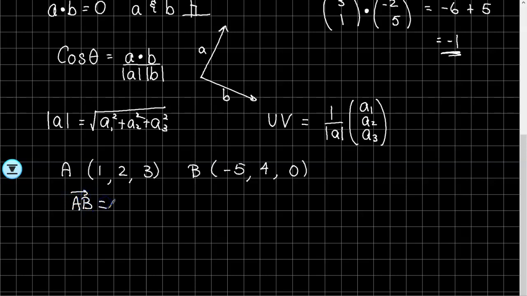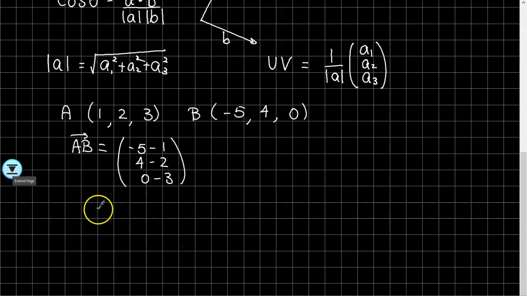Yep, so what would AB be? So AB, we have to say B take A. So it'll be minus 5 take 1, and 4 take 2, and then 0 take 3. Memories or new information? Memories, like the corners of my mind. Okay, so minus 6, 2, minus 3. Yeah? Anything else that we recall from years gone by?